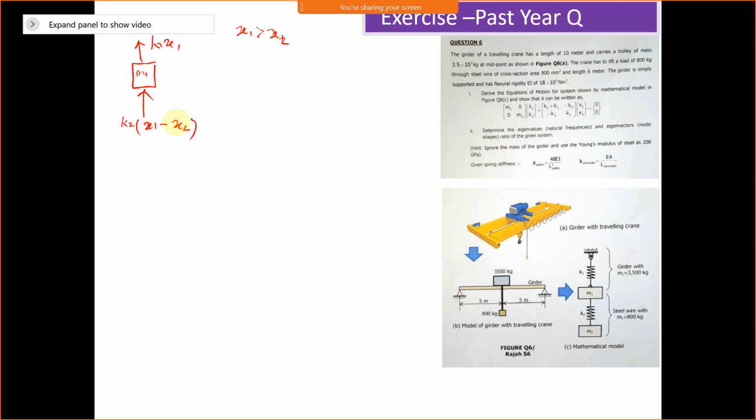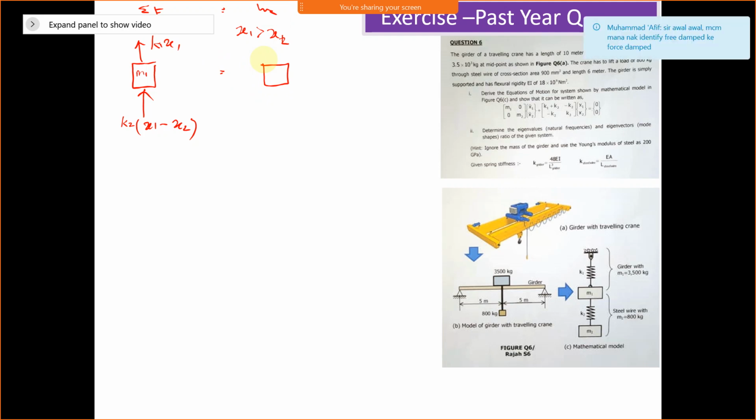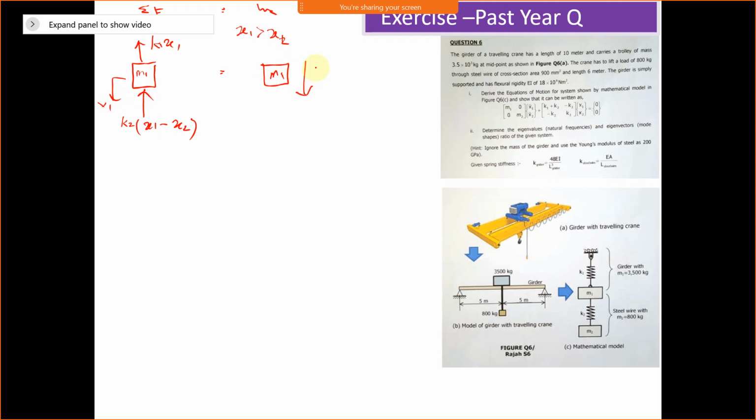And then dia mesti sama dengan MA. This is summation of force. Dia mesti sama MA. Initialnya pergerakannya adalah downward kan. So downward maksudnya yang ni kita assume pergerakan ni ke bawah. Okay. Maksudnya dekat sini adalah pergerakan X1 lah. X1 dan dia akan sama dengan pergerakan M1 dia bergerak ke bawah. Okay. So this one is M1 X double dot 1.